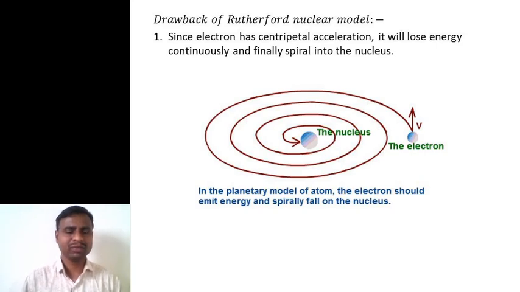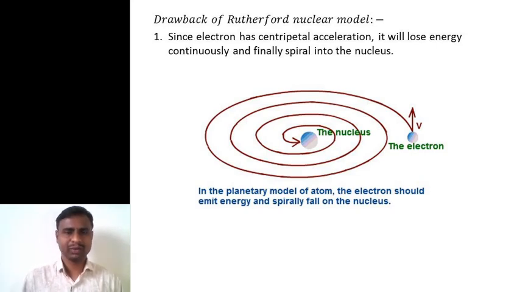And if electrons collide with the nucleus, the atom will no longer be a stable entity, but practically the atom is stable. It is not showing any kind of instability. So you can see here that the atom is a stable entity. So the electron colliding with the nucleus is not possible. If it were happening, then the atom would no longer exist. So this is the major drawback of the Rutherford nuclear model.